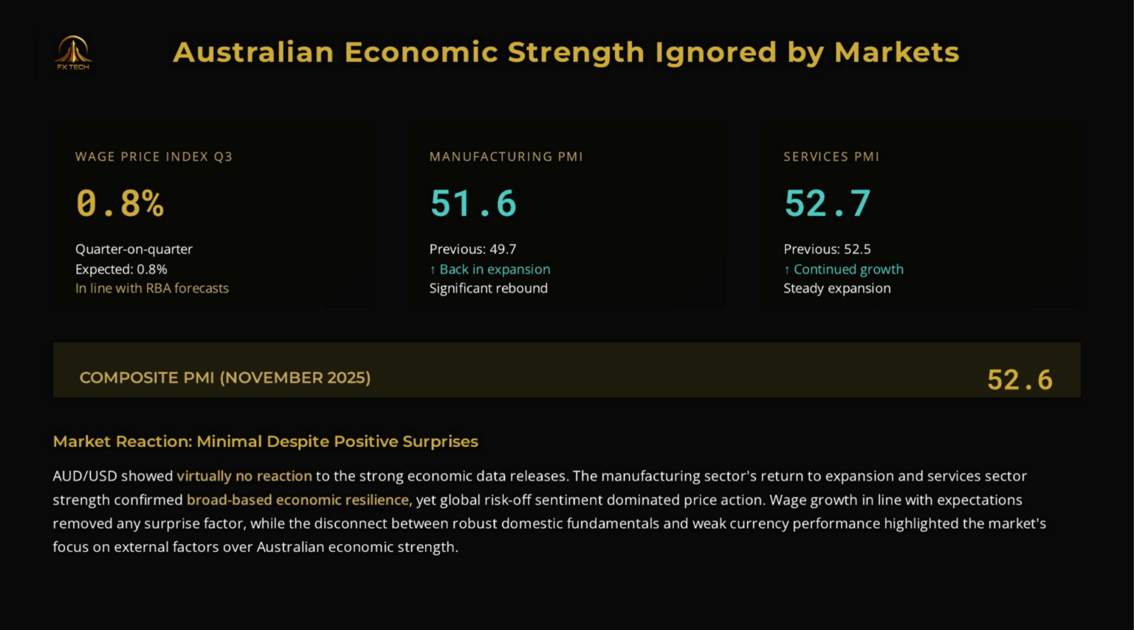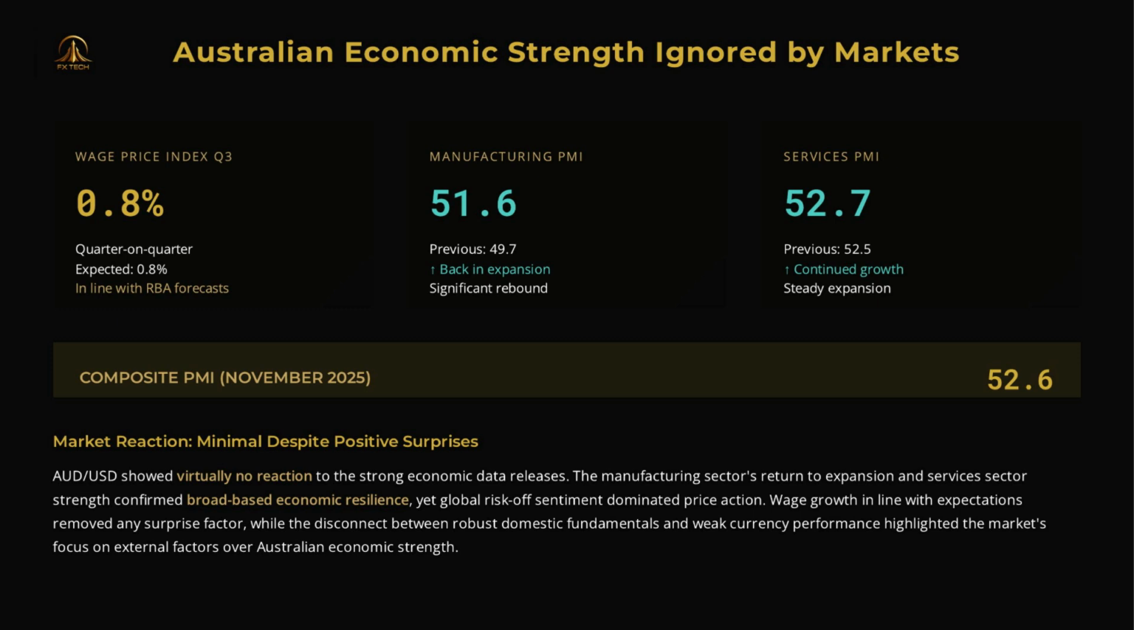More impressively, the manufacturing PMI surged to 51.6 from 49.7, returning to expansion territory after contracting below 50. The services PMI also strengthened to 52.7 from 52.5, demonstrating continued growth momentum. The composite PMI reading of 52.6 confirmed broad-based economic resilience across both manufacturing and services sectors.